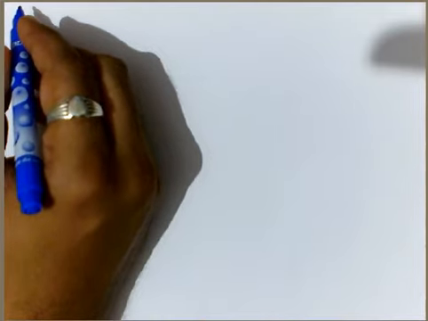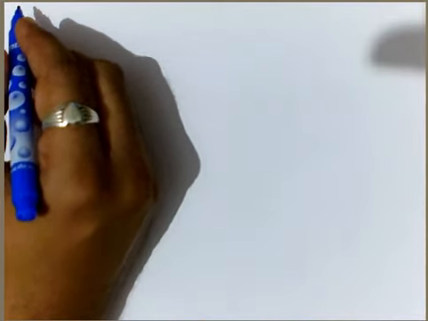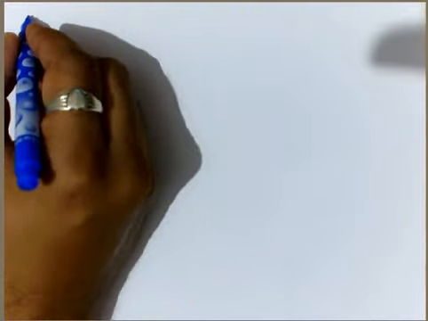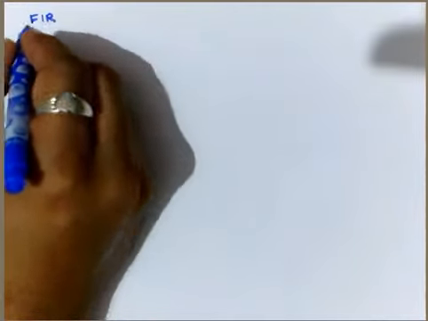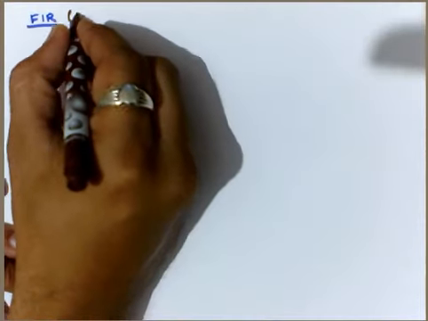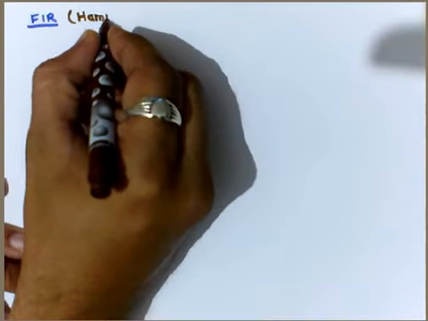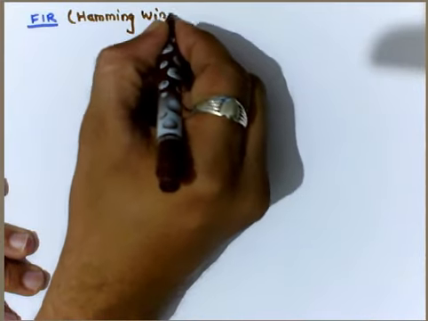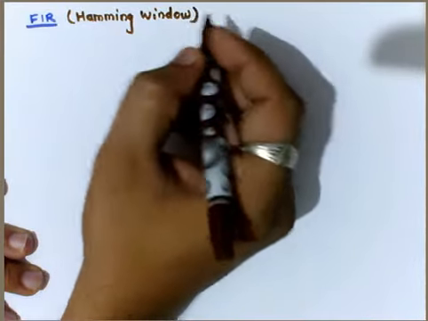In this lecture again we are going to discuss the numerical based on the windowing technique. Let's say the numerical is: design an FIR filter. To design the FIR filter we need to proceed with some approach. Let's say that approach is the Hamming window. So by using the Hamming window technique we need to design the filter.